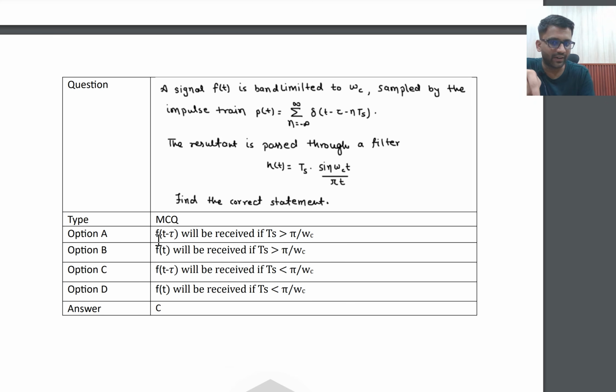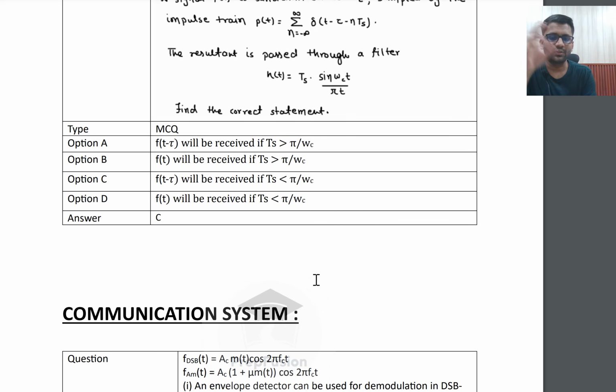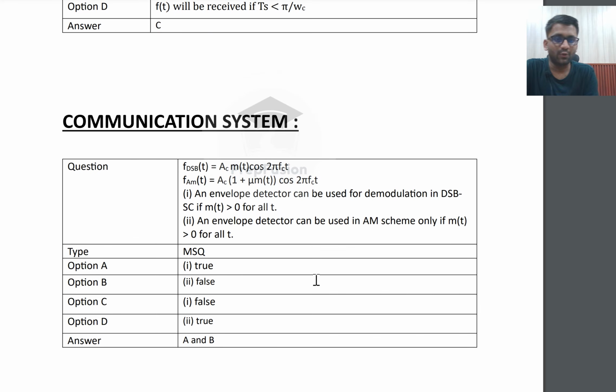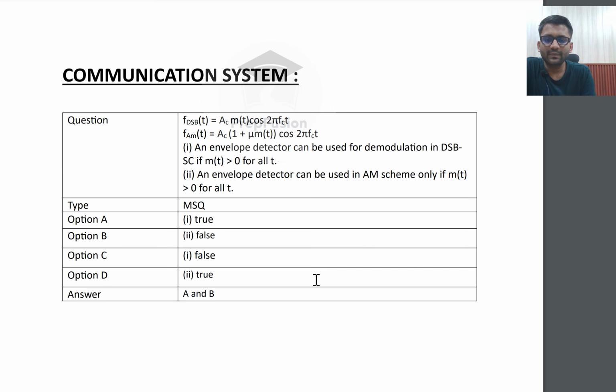The other options could have been different. Options A, B and D could have been different in the examination, but this was the correct option, that you will be receiving f(t - tau) if your Ts is less than pi by omega c. Okay, so that option would be correct. Communication system, very good. Like they asked a lot of questions from communication this time.